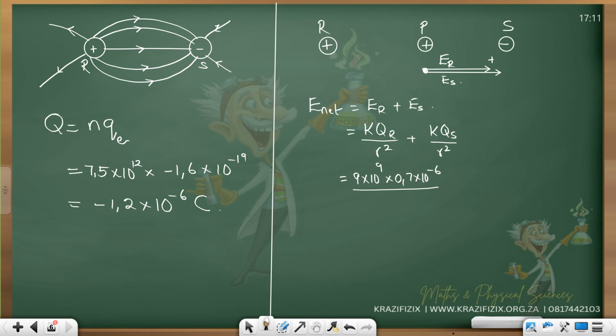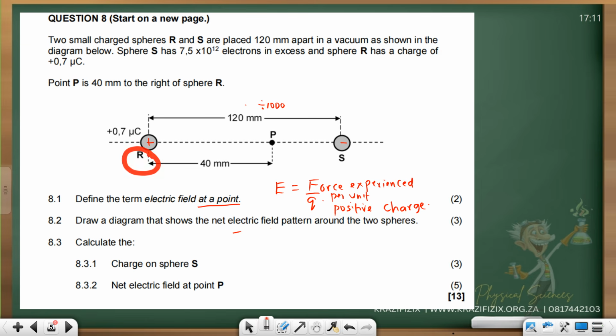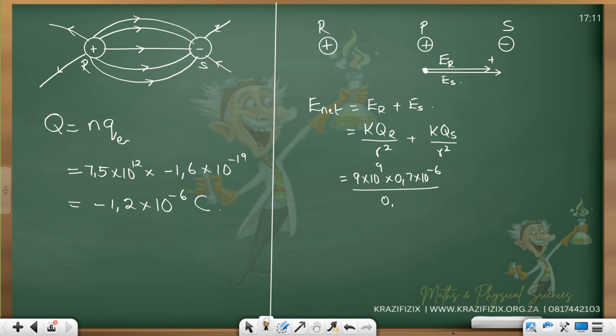Now, what is the distance? Let's go back to the diagram. We are focusing on R, right? Distance between R and P. Remember, divide by 1,000. 1, 2, 3, 4. What would that give you? 0.004. Please don't forget centimeters divided by 100, plus 9. 0.04. Oh, it's 40. All right. What is QS?